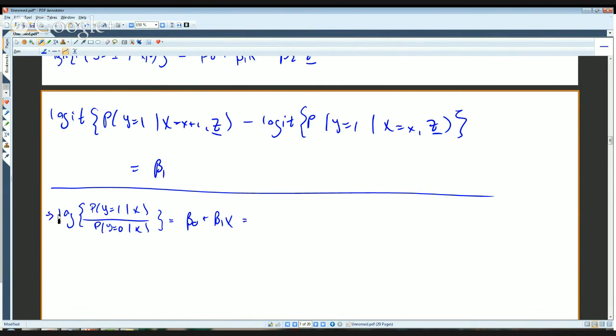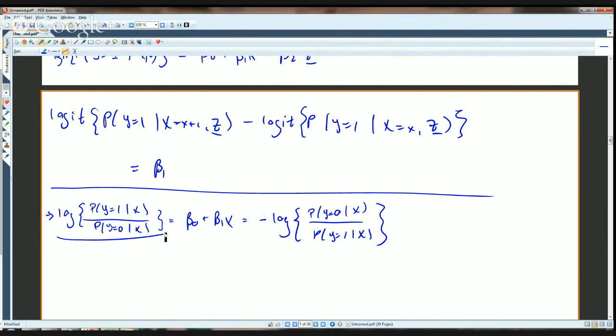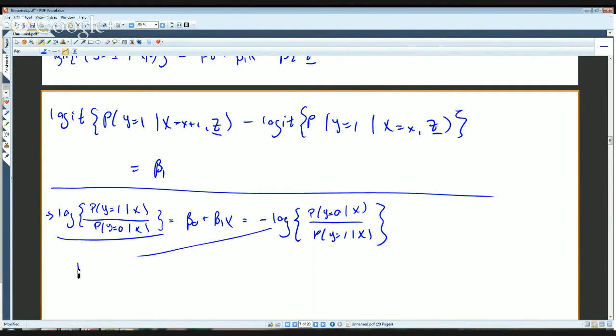This right here, just by properties of logs, is the negative of the log of the probability y equals 0 given x over the probability y equals 1 given x. We haven't changed anything. This is just taking the left-hand side and multiplying by negative 1, then multiplying by negative 1 again, which does nothing. So working with that equation, the log of the probability y equals 0 given x divided by the probability y equals 1 given x has to be equal to negative beta naught minus beta 1 x.